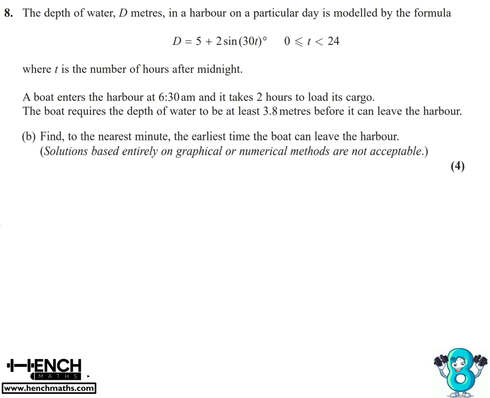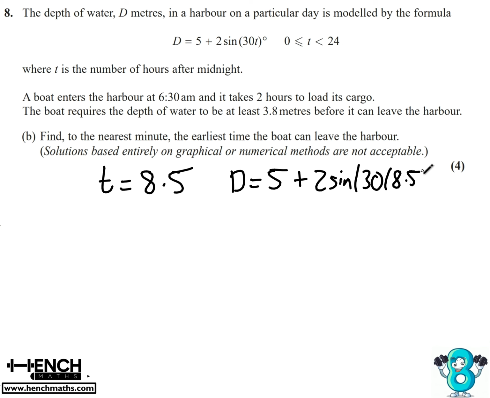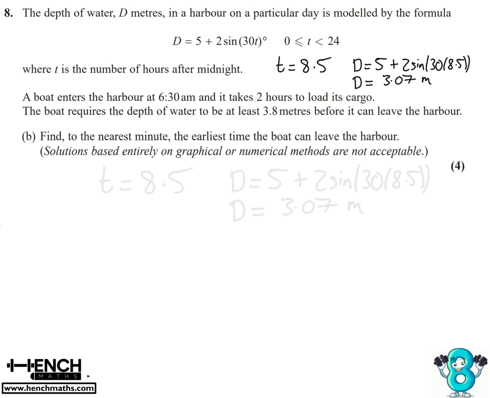8b, find to the nearest minute the earliest time the boat can leave the harbour. So the nearest time the boat could leave, if it was possible, would be 8:30. So I'm actually just going to double check. It says to the nearest minute, so I doubt this will be a solution. But if we just try t equals 8.5 hours, d would be equal to 5 plus 2 sine 30 times 8.5. And so d equals 3.07 meters. You can see that's too shallow. But that does mean that the nearest possible time after 8.5 hours is going to be the solution that we want. So let's create an equation.